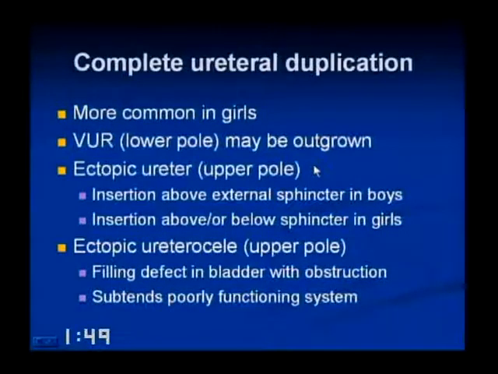A normal upper pole ureter, an upper pole ureter without a ureterocele, will obstruct as well, because those orifices are usually stenotic, but these ureters that are subtended by ureteroceles tend to obstruct commonly. And the system that it's associated with is usually very poorly functioning.